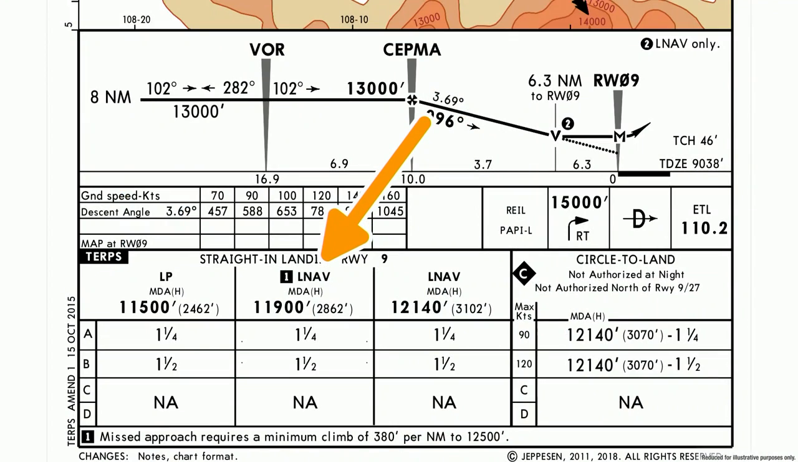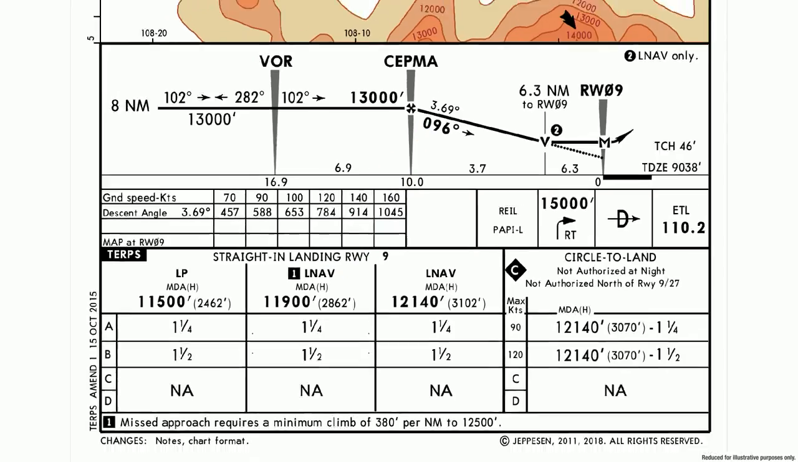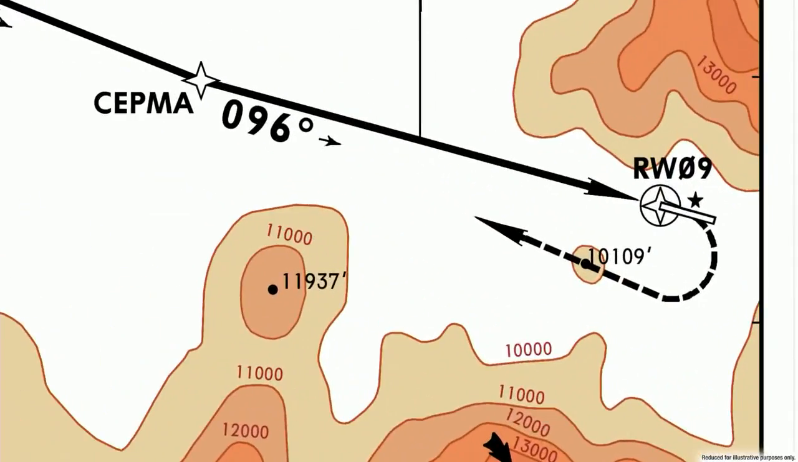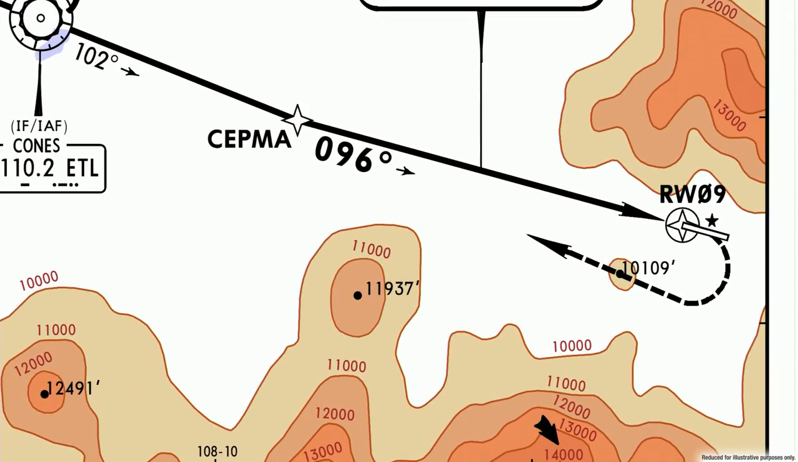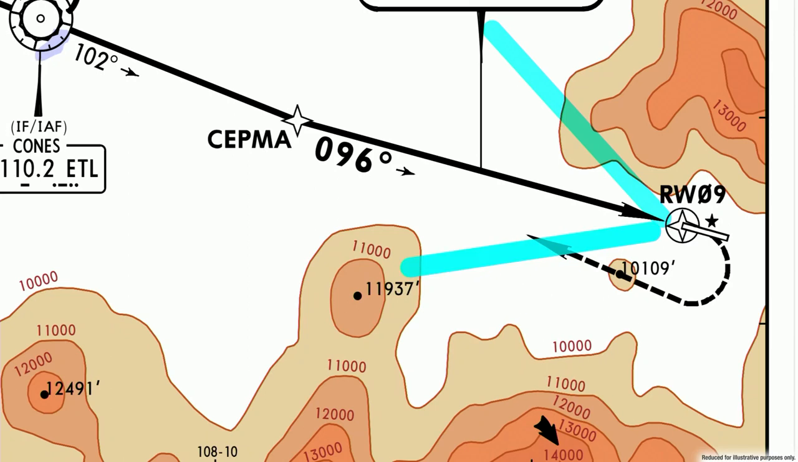LNAV, if we go back to the chart, is a much wider tolerance. The way you can kind of look at this, and I'm going to fake this a little bit because I don't know exactly what the tolerances are, but we'll say LNAV is this blue area here. It might use a tolerance like that, okay? But LP, on the other hand, is going to use a tolerance much more like that.